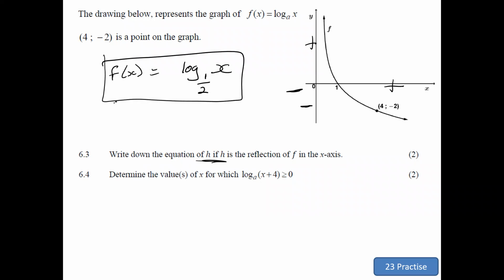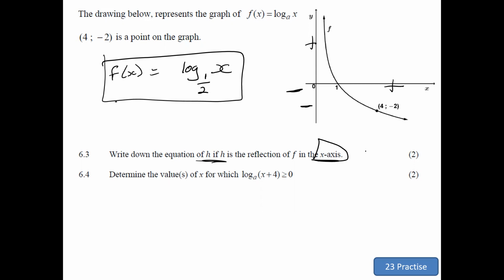So the x-intercept, would it stay the same? So it would still be 1, and then it would just be flipped over. We're not interested in the x-intercept. If we're reflecting on the x-axis, remember the rule?